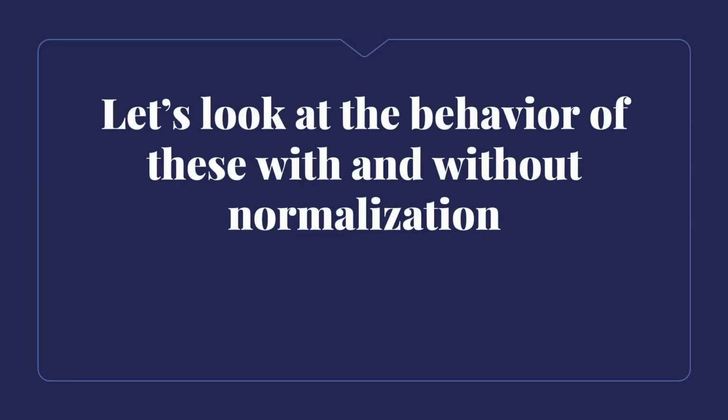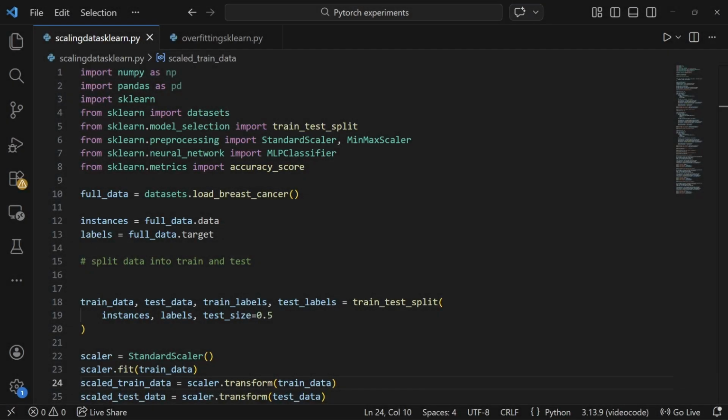Let's actually take a look at the behavior of these two learning models with and without normalization. So here we are in the code we're going to use to take a look at this feature scaling concept in neural networks versus decision trees. If you watch my overfitting video, this is going to look somewhat familiar. We're using scikit-learn again, and we're going to use the breast cancer data set again.